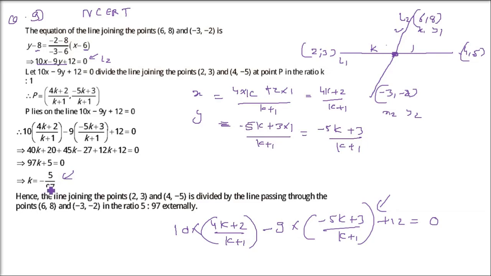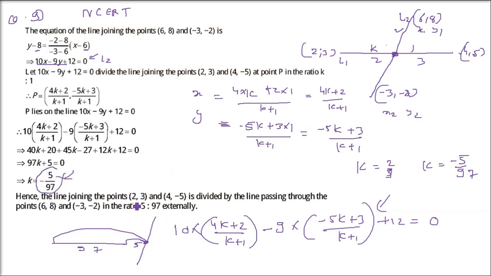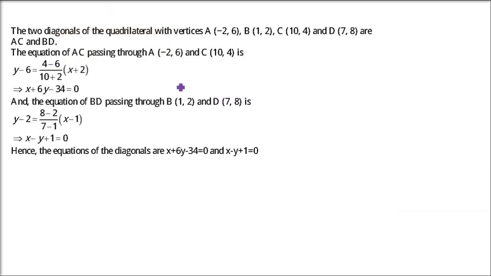Now the thing here is that it is negative. Whenever there is, say, 2 by 3, it is a 2 by 3 ratio, I am giving an example. Now when you have k as some negative value, minus 5 by 97, it is not internally dividing, it is externally dividing. L2 is dividing L1 externally. So there is an external division. These are the two portions we are talking about, 5 and 97. Negative always points to external division, minus 5 by 97.